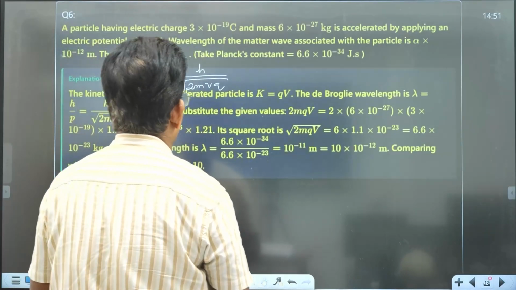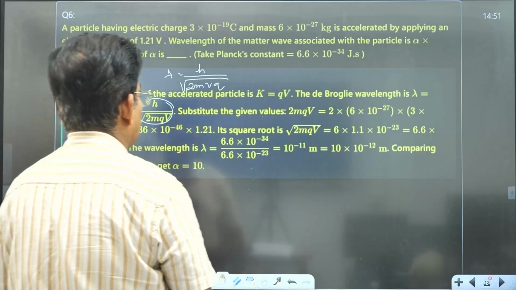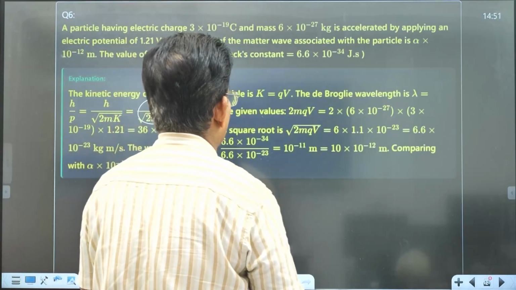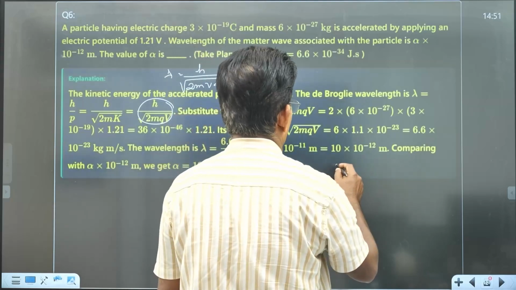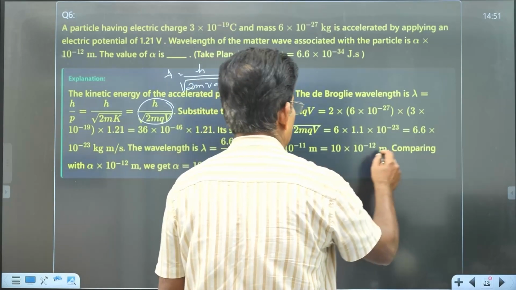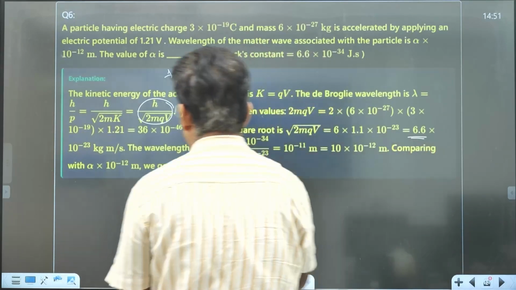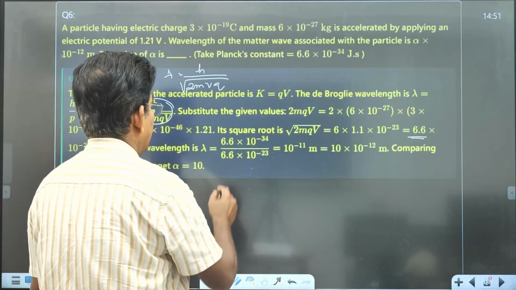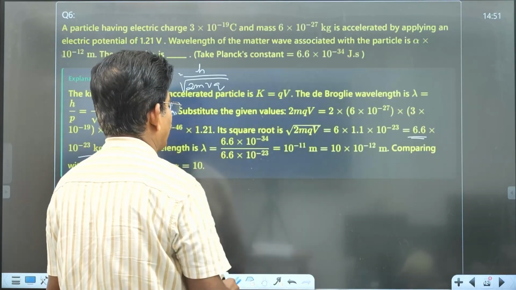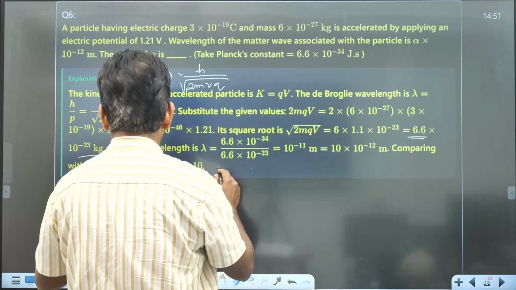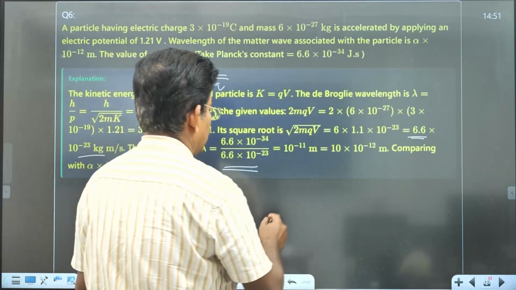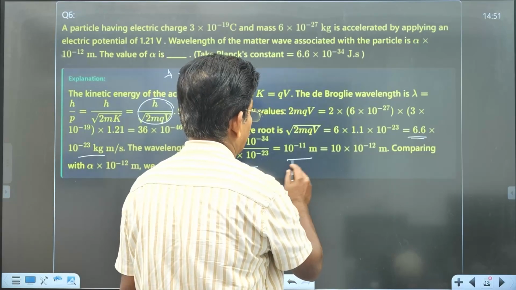Now, tell me, everything clear? Root of 2m into VQ is separately calculated. That is coming to be 6.6 into 10 to the power of minus 23. Then lambda will be h, which is 6.6 into 10 to the power of minus 34, divided by 6.6 into 10 to the power of minus 23. That is coming to be 10 to the power of minus 11.